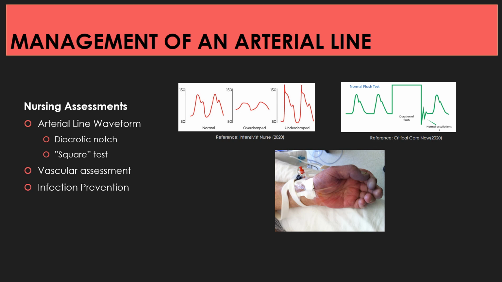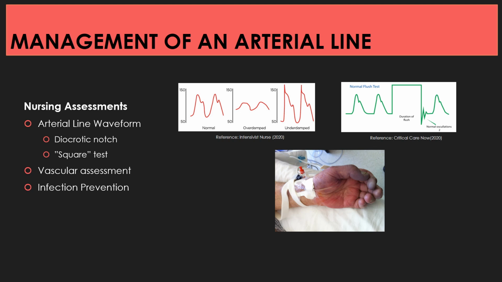We also perform a square wave test once a shift, which indicates if our waveform is still accurate. We do this by flushing our arterial line, and you can see it on that right image. It makes a little bit of a square. Again, we're not going to go into too much detail about that, but just in case you hear a nurse talking about a square wave test or performing one, you understand what they're doing. We're checking the arterial line waveform accuracy.